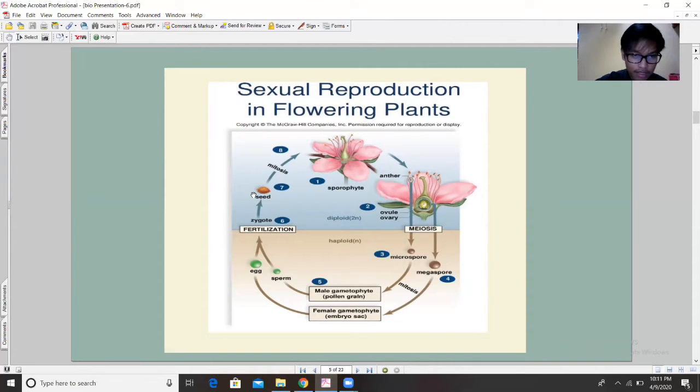and this embryo is within an ovule. The ovule will develop into a seed that contains an embryo and stored food surrounded by a seed coat. The seed will germinate into a new sporophyte through mitosis, and grow to become a matured organism. That's all from me. Thank you.